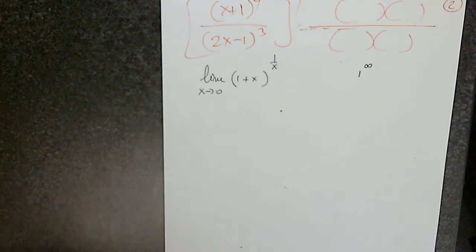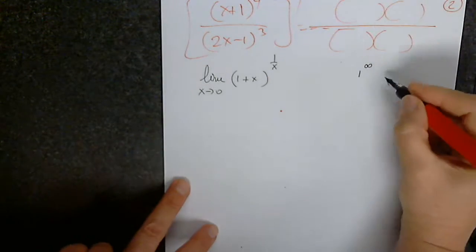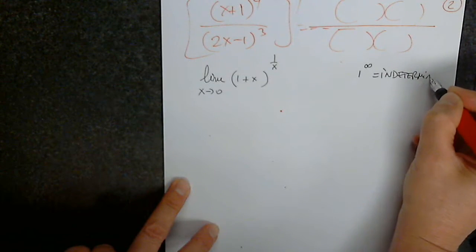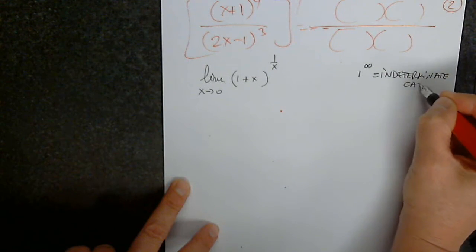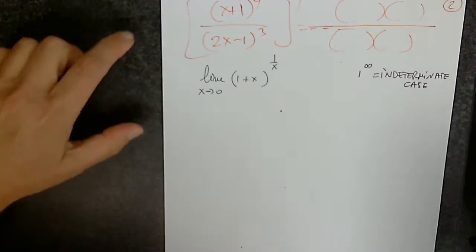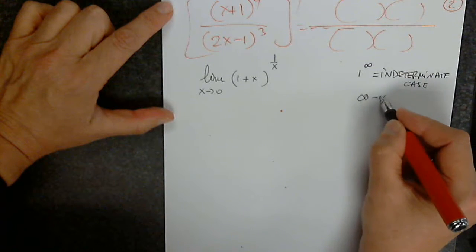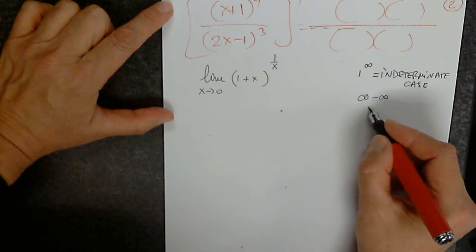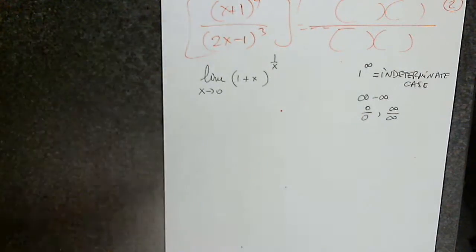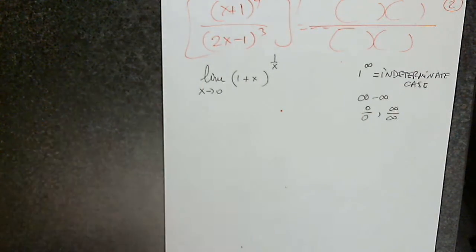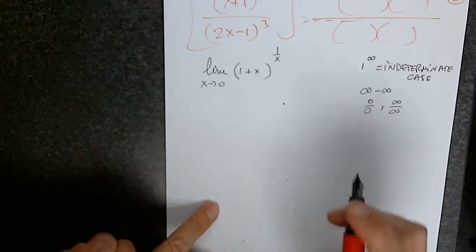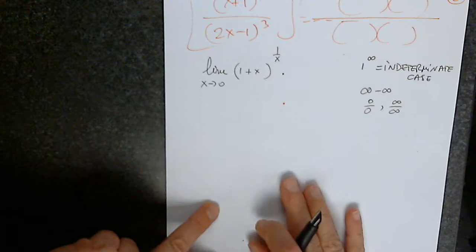Okay. This is another indeterminate case. Let's review the other three that we know already. Very good. Infinity over infinity. Very good. This is number 4. Okay? This is 1 to infinity. Okay? I'll write full stop for a moment.